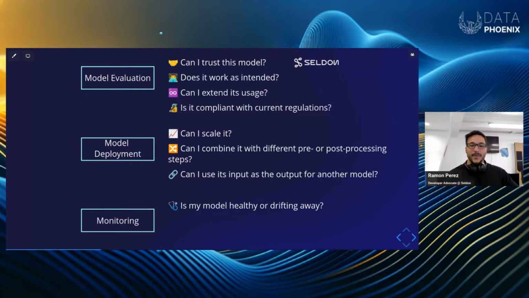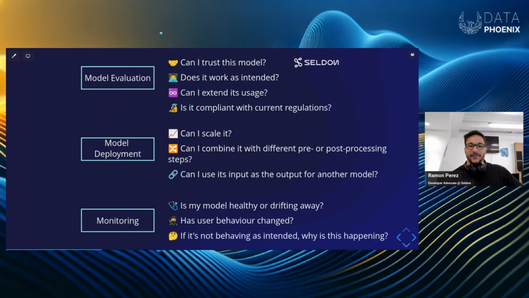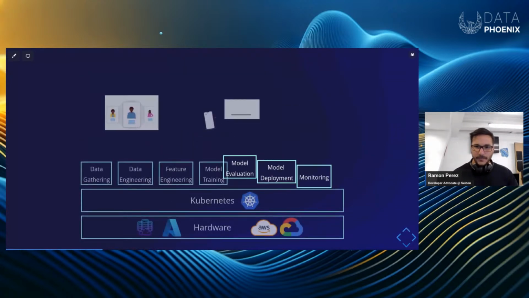In monitoring, is my model healthy or drifting away? Has the user behavior changed? If it has not behaved as intended, why is this happening? And so on. So there are a lot of things that we have to keep track of in the machine learning space, especially when we have models in production.